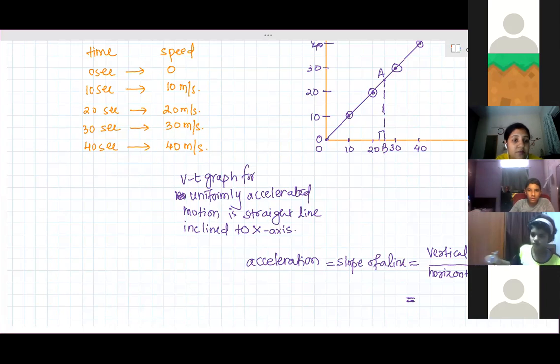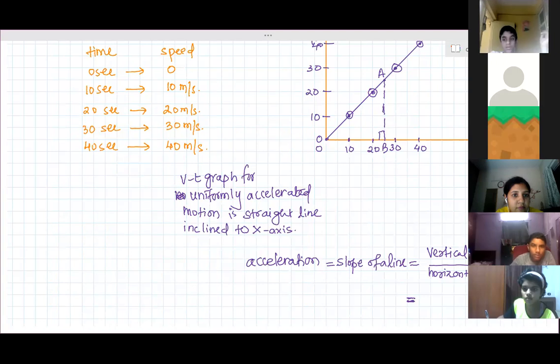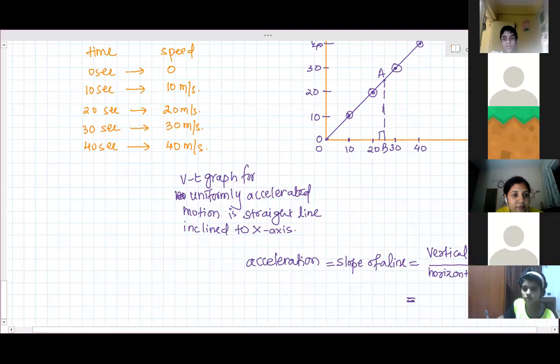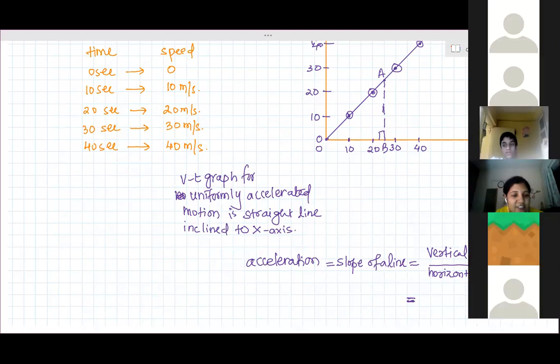You are in the class? Yes, ma'am. You have attended the full class today? Yes, ma'am. So what is the vertical height by horizontal distance? How to find out the slope of a line? Just now for the distance-time graph we have seen. So tough a question I've asked.